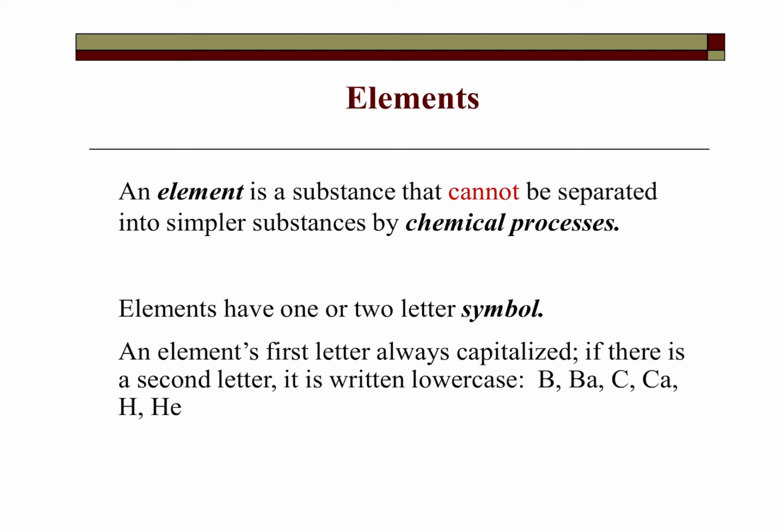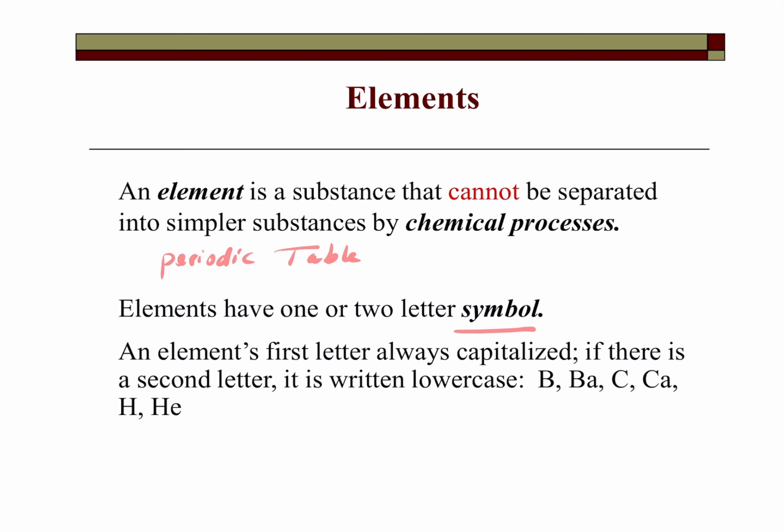An element is a substance that we cannot separate into simpler substances by a chemical process. We can see elements in the periodic table. And also, each has a symbol.